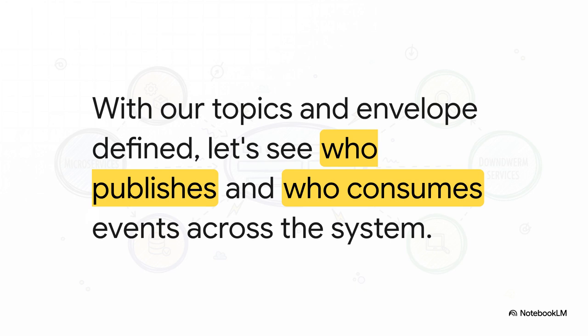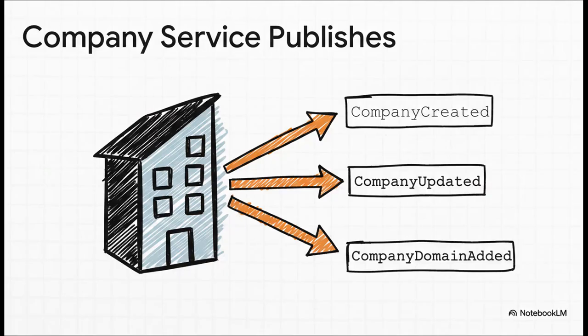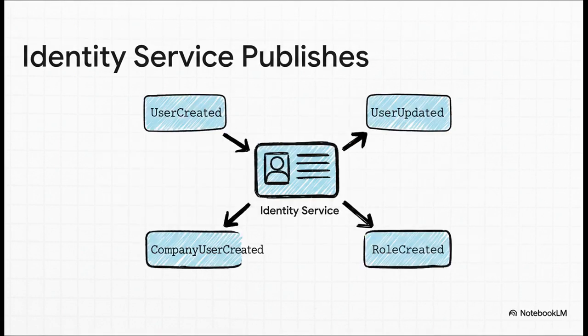Let's look at what specific services are actually saying and what they're listening to. So the company service is basically the ultimate source of truth for any organizations on the platform. It's the one responsible for announcing all the key facts, like when a new company signs up, when their details change, or when a new login domain gets added for them. Meanwhile, you have the identity service. It owns everything related to users. So it's the one announcing when a new user account gets created, when a user is linked up with a company, or when new roles and permissions are set up.